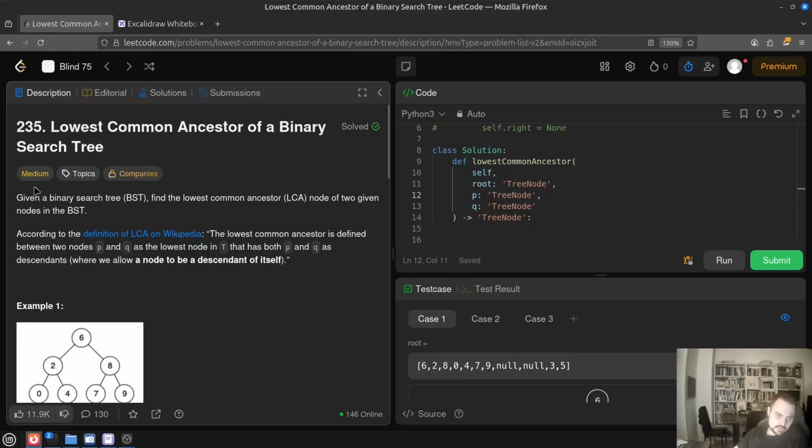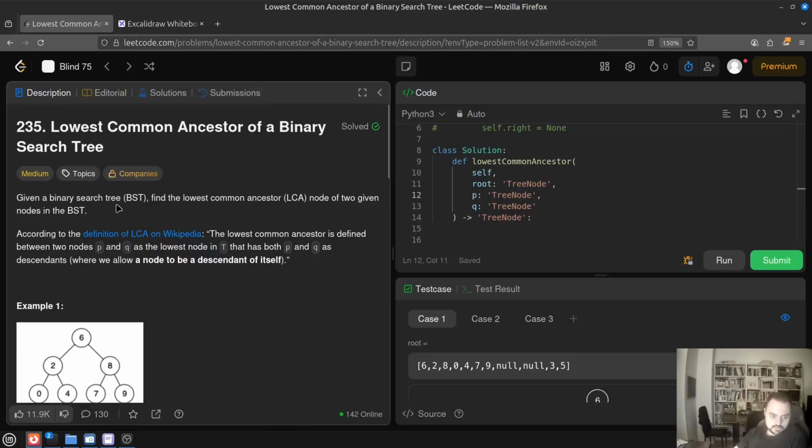And here they classify it as medium, but this classification is not always 100% accurate, since there are some problems related to trees as well, which are, I would say, more difficult than this particular one and are classified as easy on that website. So take it however you want, and here is the description.